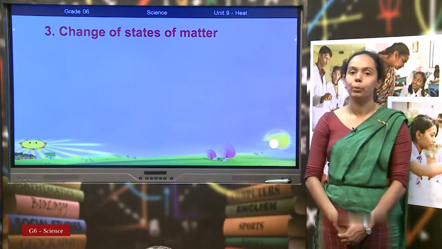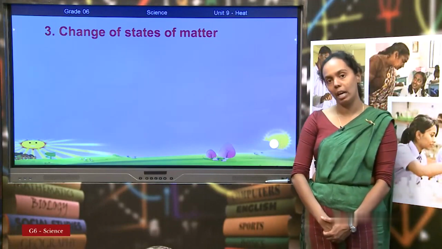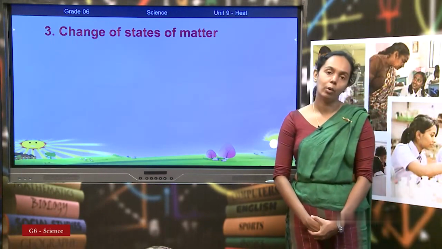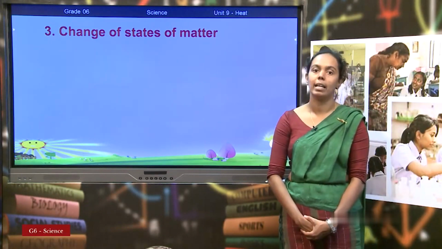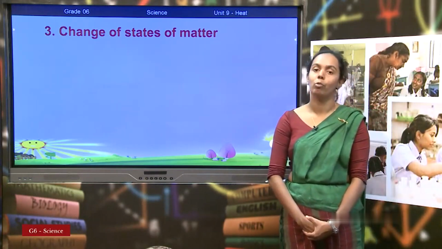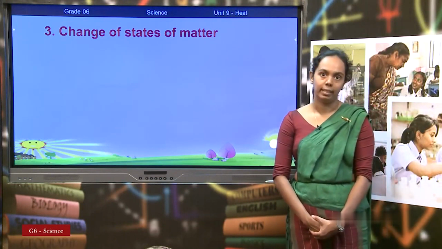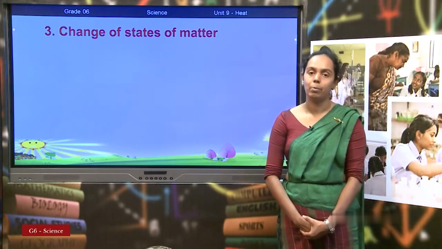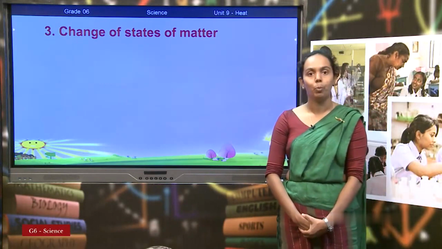Here, you can think what happens to an ice cube if we take it out from the refrigerator. You know, if we take the ice cube out of the refrigerator, after some time it starts to melt. That means ice becomes water. We will see why this ice is melting. When the ice cube is taken out of the refrigerator, it absorbs heat from the atmosphere. Then it starts to melt.